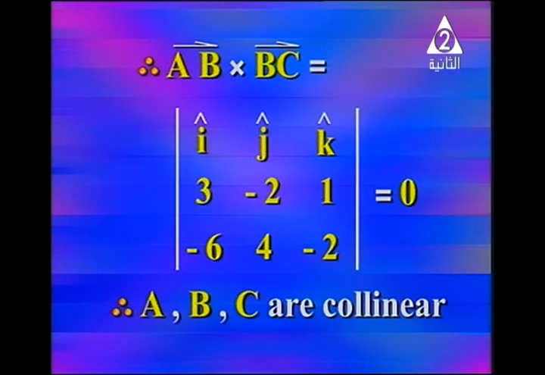Because we have two rows that are equal. What are the two equal rows? R3 divided by negative 2 equals R2. Then the determinant equals 0. We know that A, B, and C are collinear.